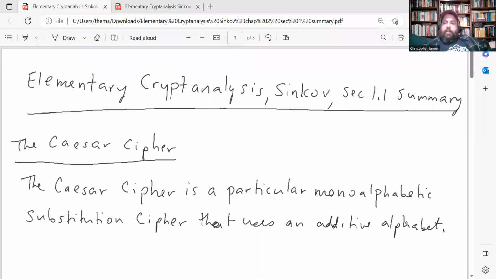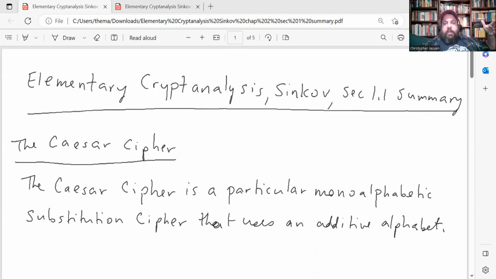All right, so this is section 1.1 on the Caesar cipher. The Caesar cipher is a particular monoalphabetic substitution cipher that uses an additive alphabet. Let me parse that sentence. First of all, it's called the Caesar cipher because supposedly Julius Caesar used this in his military communications back in ancient Rome.